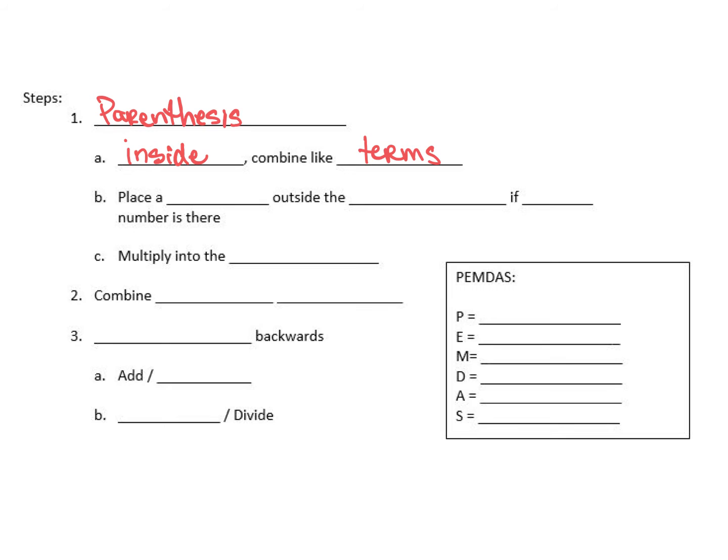If we can't, we're going to look on the outside. If there's not a number on the outside of the parentheses, we're going to put a 1 outside of the parentheses, if no number is there. And the reason why we're going to do that, we're going to multiply into the parentheses. We're going to take that number, distributive property, right? Once we have done that, we're going to combine like terms.